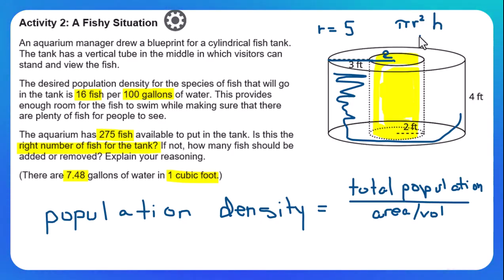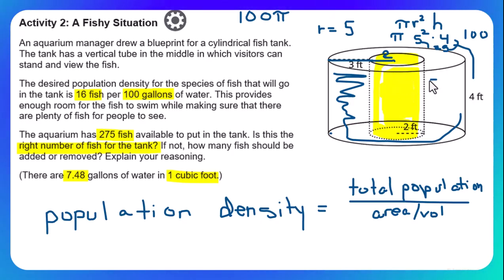The radius is 5, so we're going to put 5 here, 5 squared times 4. The height is 4. We're going to leave it in terms of pi for right now. So 5 times 5 is 25, and 25 times 4 is 100. So the volume of the entire cylinder is 100 pi. That's the exact volume.